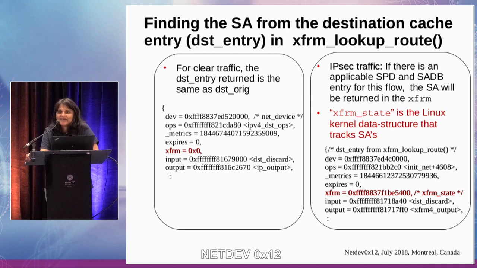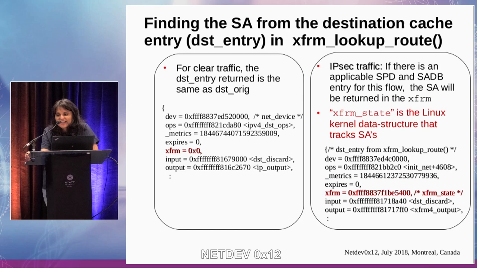This basically is carried with the packet. It's metadata on what to do with the packet, and all through the stack, you look up the dest entry for various things, like which function should process this next, and any other information you want about the packet. So in the left side of the picture, you see the clear traffic case. There was no policy in that particular example.